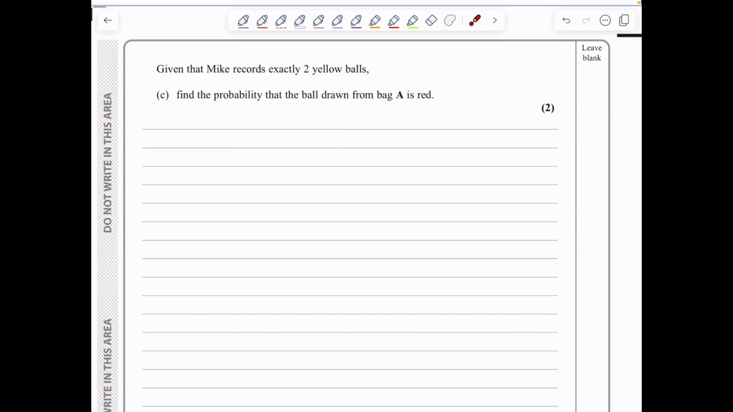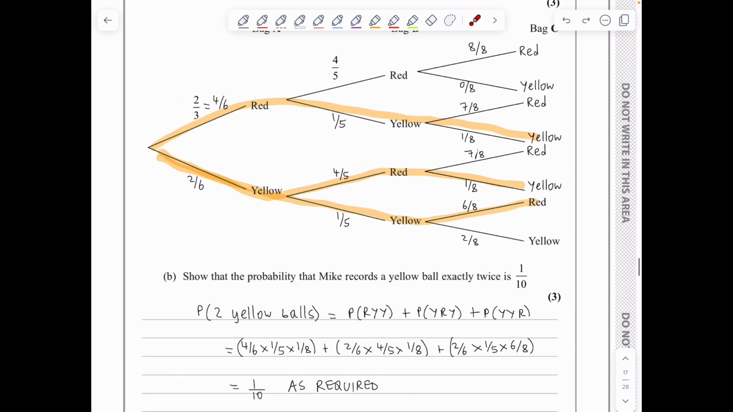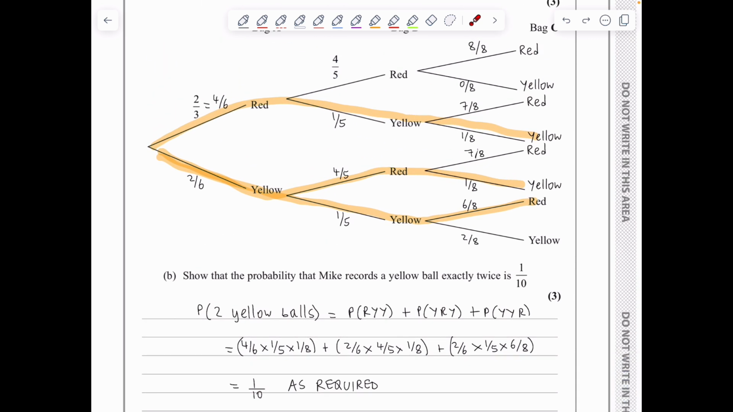We are then told that Mike records exactly 2 yellow balls, and in light of this information we need to find the probability that the ball drawn from bag A is red. So we are looking at conditional probability here. We're looking at the probability we got a red from A given we had 2 yellow balls. So if I briefly go back to my tree diagram, I know for sure that we had 2 yellow balls, exactly what we have highlighted here, and we are asking what is the probability that we drew the red from A. So it's this one here.